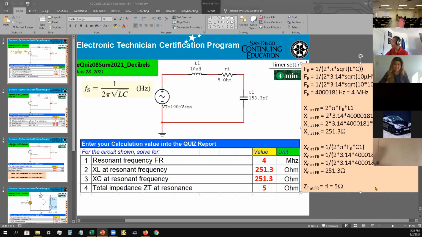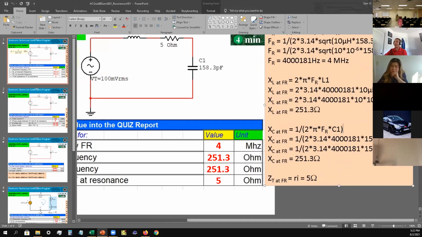Okay, so number three, they want to find the XC at resonant frequency. When they ask about resonant frequency, XL and XC are equal to each other. I did the calculation, and the number comes up to exactly the same thing, 251.3 ohms. Let me make that a little bit bigger. Can you see that a little bit better?